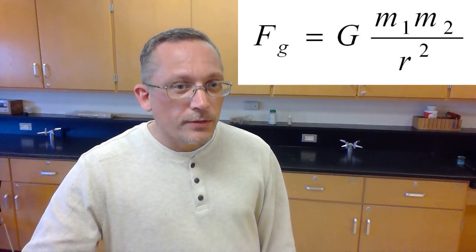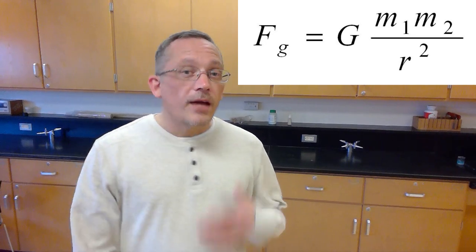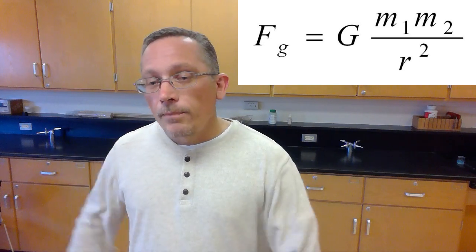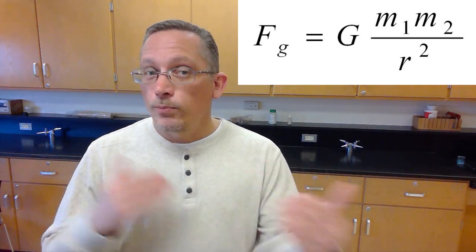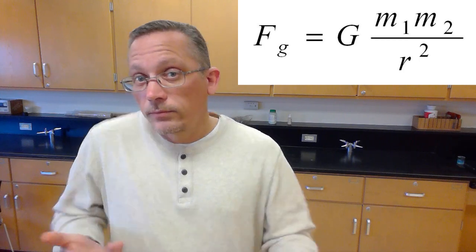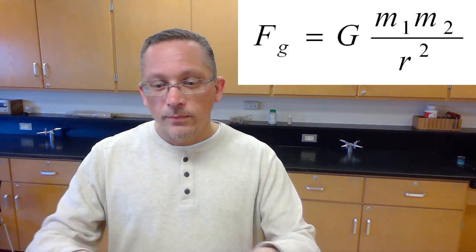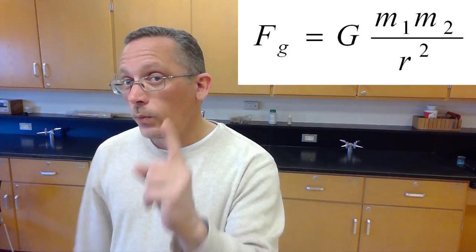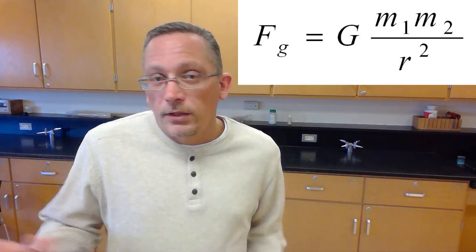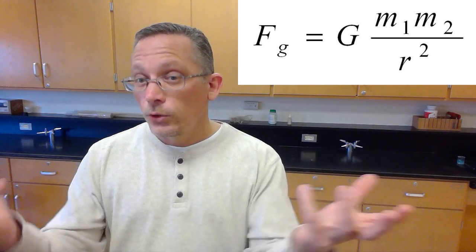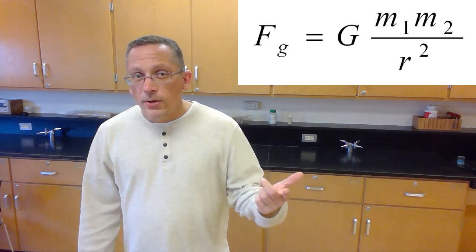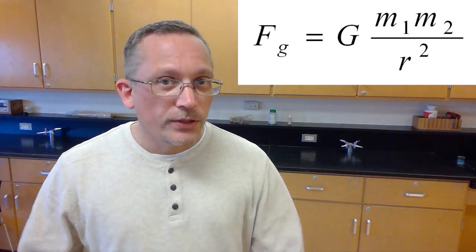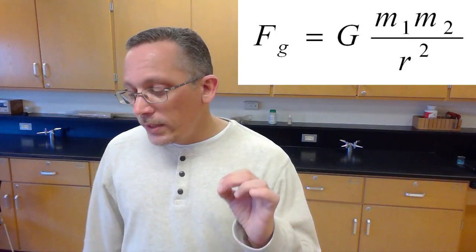Now let's talk about what some of the terms in that equation are. Fg is obviously the force of gravity, which we've talked about before, measured in newtons. The two m's are the masses of the two objects involved. Could you have a force of gravity with only one object involved? No, because you need two objects. Gravity exists between two objects. So m1 and m2 are the two different masses, and it doesn't matter which is which. And r is the distance between their centers.